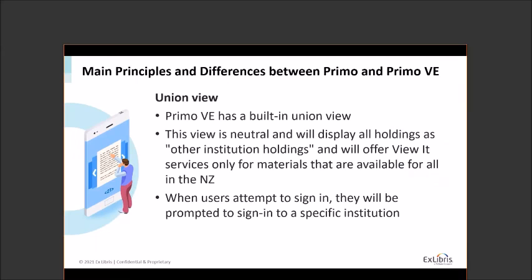This view is neutral and it will display all holdings as other institution holdings. It will offer View It services only for materials that are available for all in the network zone. When a user tries to sign in, they will be prompted to sign in to a specific institution. This will allow them to access the View It and Get It services for the specific institution.